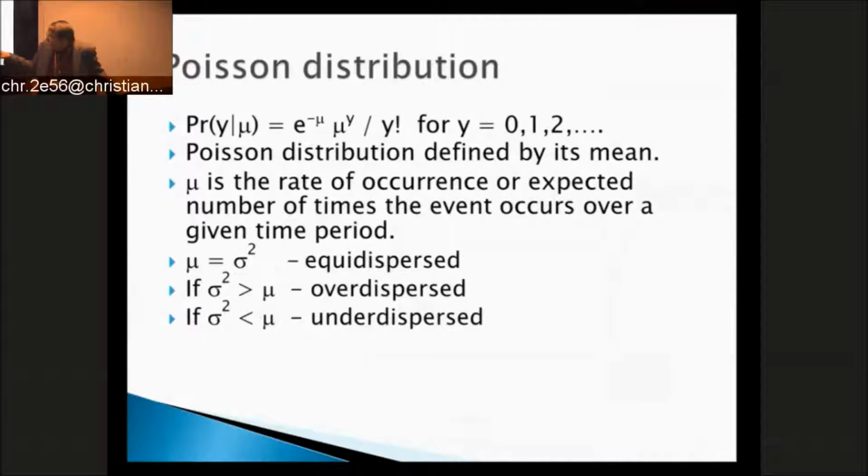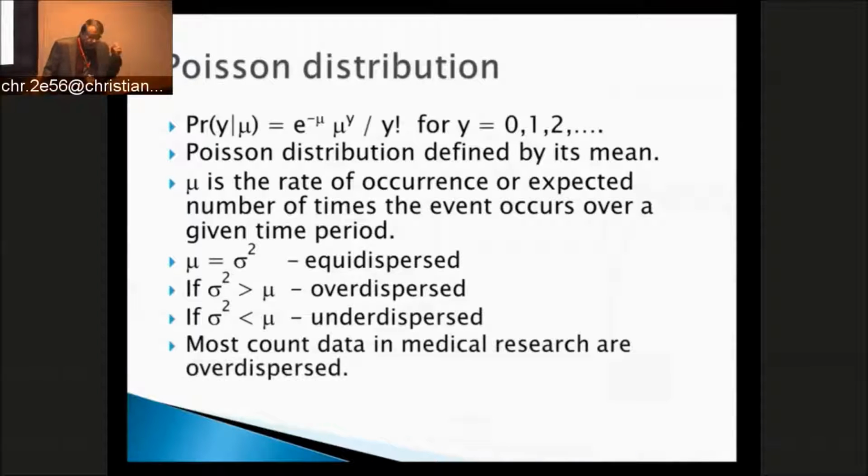We're going to primarily just deal with overdispersion because most count data in medical research is overdispersed. That's been my experience. I don't think I've ever seen a count data set that's been underdispersed. And most textbooks that you read will say that very infrequently do you encounter underdispersed data, but it can be handled.